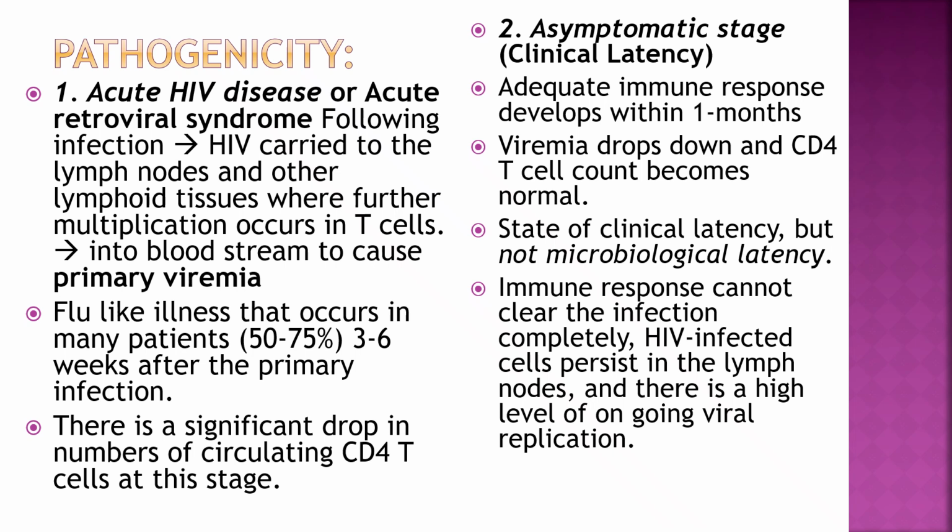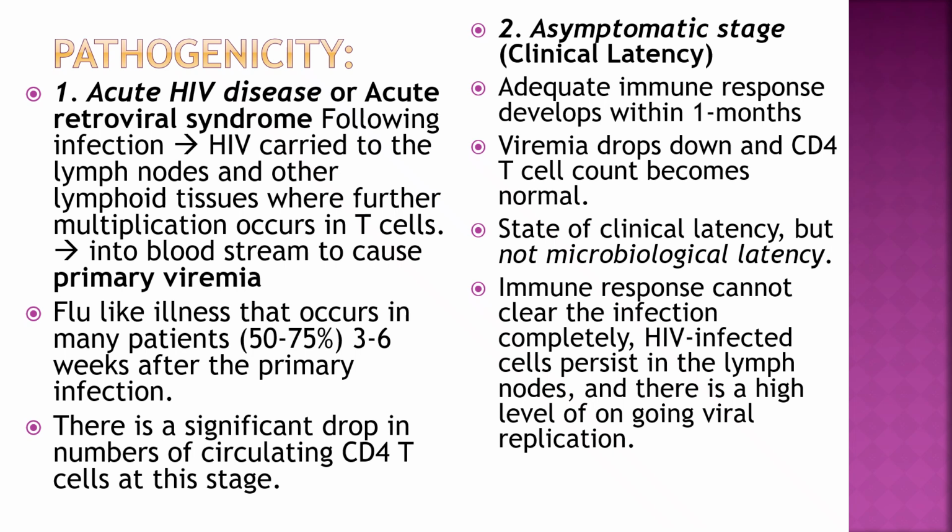First, acute HIV disease or acute retroviral syndrome. Following infection, HIV is carried to the lymph nodes and other lymphoid tissues where further multiplication occurs in T cells, into the bloodstream to cause primary viremia. A flu-like illness occurs in many patients, 50 to 75%, 3 to 6 weeks after the primary infection. There is a significant drop in the number of circulating CD4 T cells at this stage.